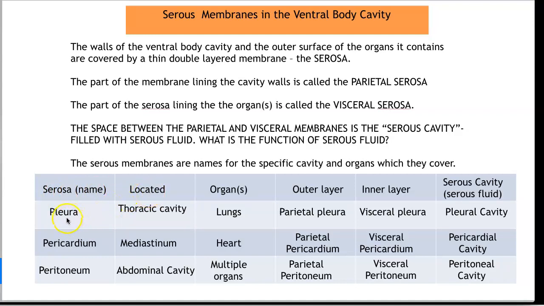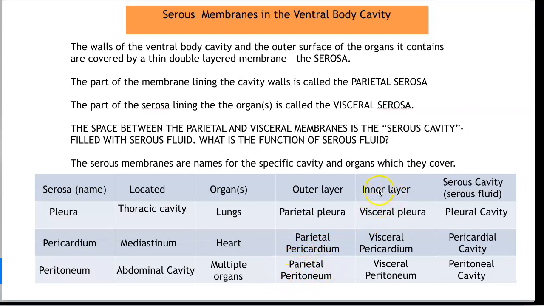Where are they located? Where's the pleura located? In the thoracic cavity. Where's the pericardium located? In the mediastinum. Remember, the mediastinum is within the thoracic cavity. And the peritoneum is located in that abdominal cavity. And then just remember, the outer layer of any serous membrane is going to start with the word parietal. If it's the lung, it's the parietal pleura. If it's the heart, it's the parietal pericardium. If it's in the abdominal cavity, it's the parietal peritoneum.